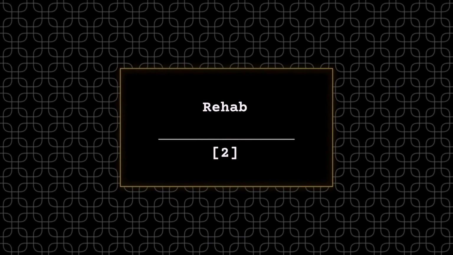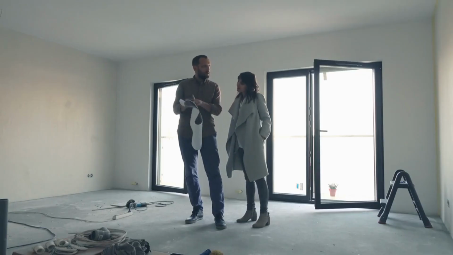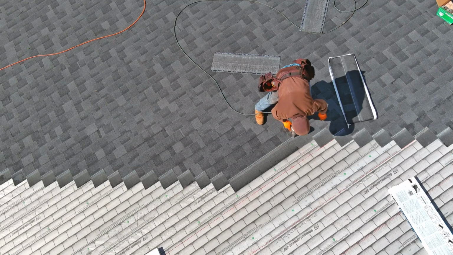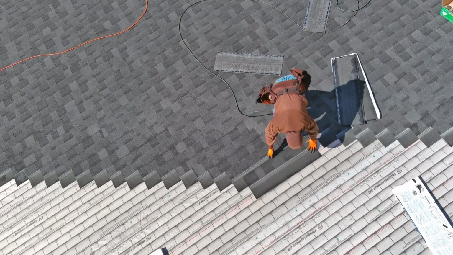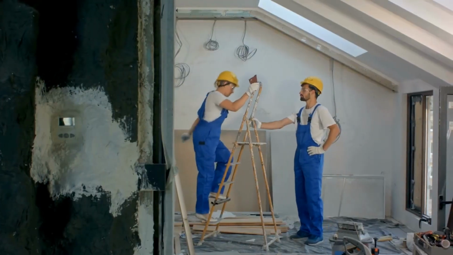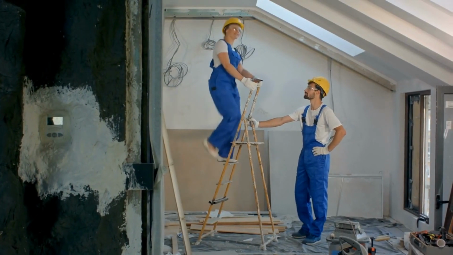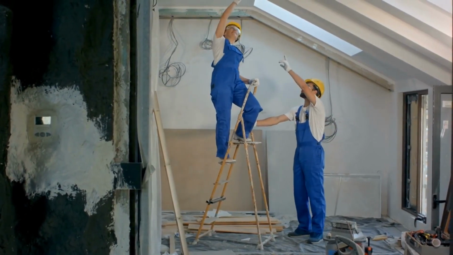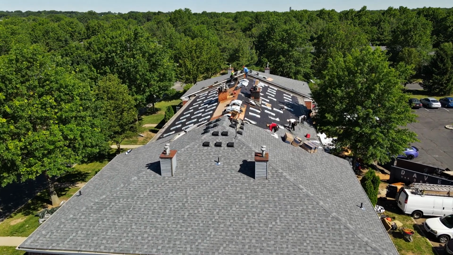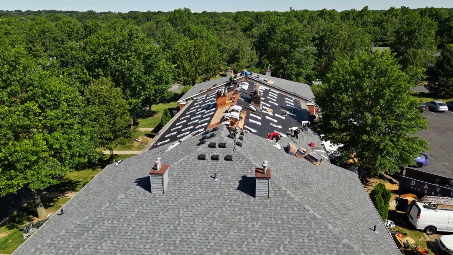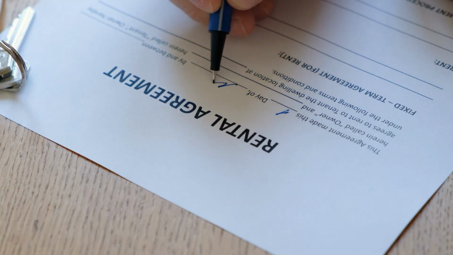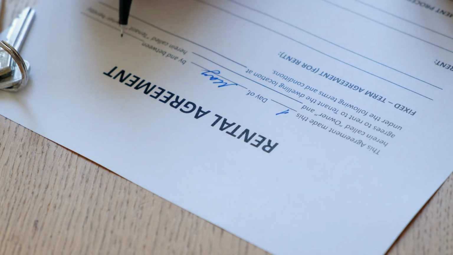2. Rehab. A crucial step in the BRRRR method is rehabbing the property. The goal is to add value, ensuring that once the rehab is complete, the property's new appraised value will be considerably higher than the combined cost of purchase and rehab. While renovations can be part of traditional methods, they're not always a core component. Investors might buy properties in good condition and immediately rent them.